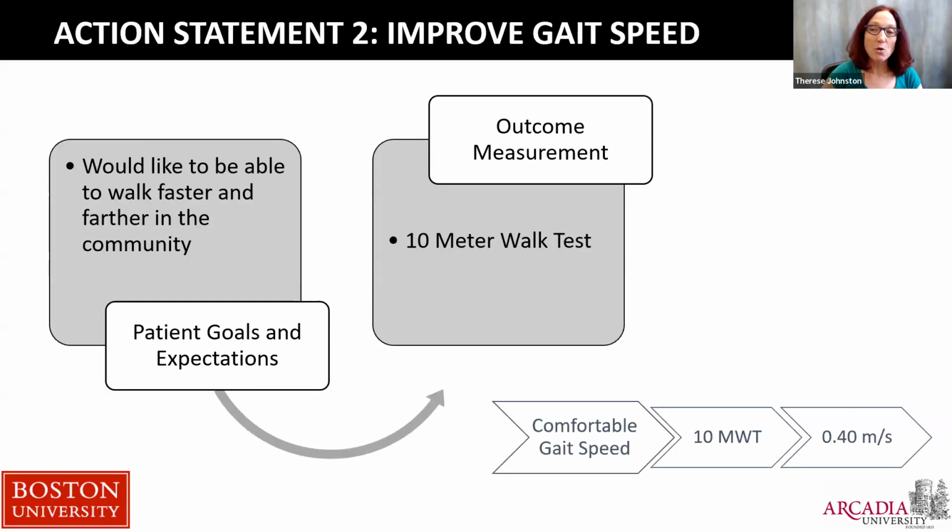So again, the patient's goal was to be able to walk faster and farther in the community. So the outcome measure here is our 10-meter walk test. And this patient, for the comfortable gait speed, had a gait speed of 0.40 meters per second. So this person is walking at a slower gait speed. So that's something to keep in mind in terms of how we're choosing a device for this person.